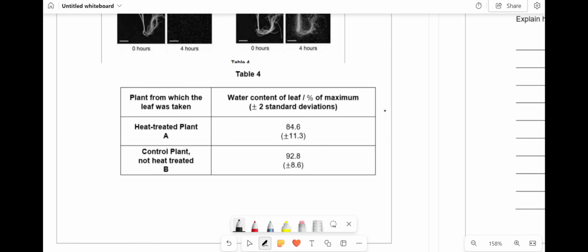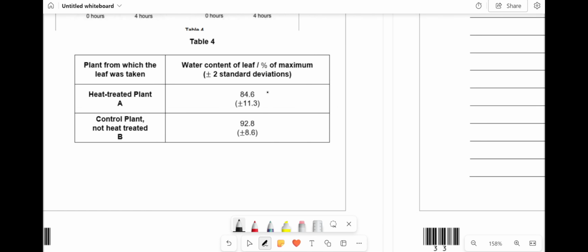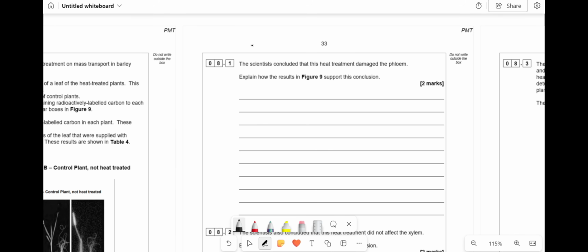Then it says, here's the water content of the leaf from which the leaf was taken. So the heat-treated plant had this much water in it. The control plant had this much. And if we look, they're plus or minus 2 standard deviations. There is a bit of overlap between the two of them, because that can go all the way up to like 95-ish. Then it says the scientists concluded that heat treatment damaged the phloem. And it says, explain how figure 9 supports this conclusion.